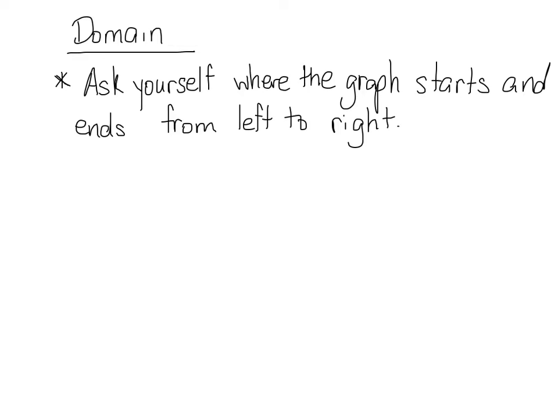First we're going to focus on domain. We're going to look at different examples that work in different ways to make sure you get it, and then we'll move on to range. For domain, you want to ask yourself, where is this graph starting and where is it ending? But specifically from left to right.